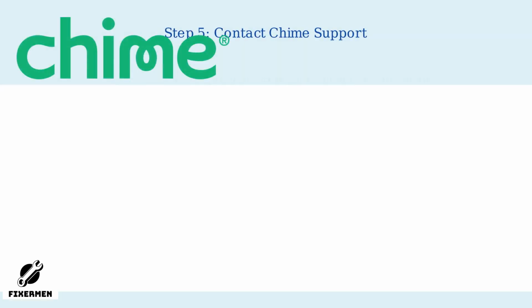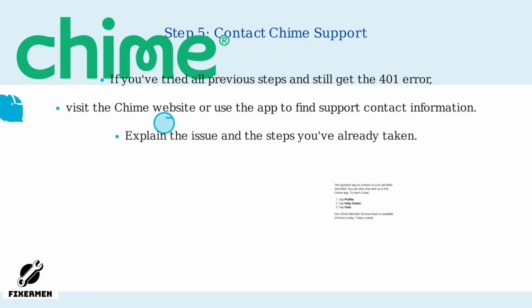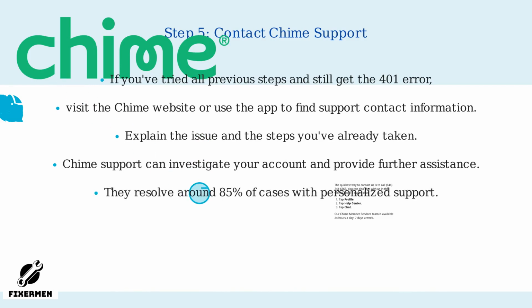If you've tried all the previous steps and still get the 401 error, it's time to contact Chime support directly. Visit the Chime website or use the app to find their support contact information. Explain the issue and the steps you've already taken. Chime support can investigate your account and provide further assistance. They resolve around 85% of cases with personalized support.